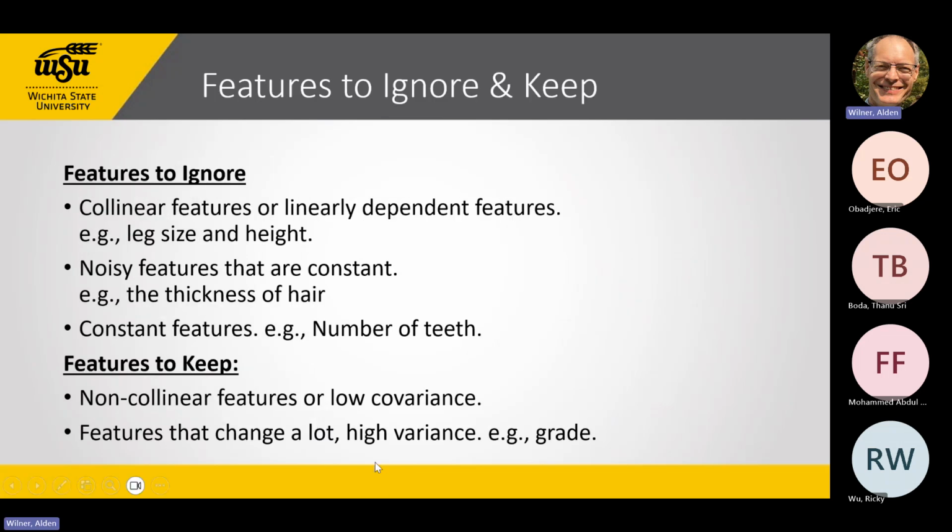Features to ignore. Linear features or linearly dependent features. Leg size and height are largely collinear with each other. Taller people have longer legs, right?